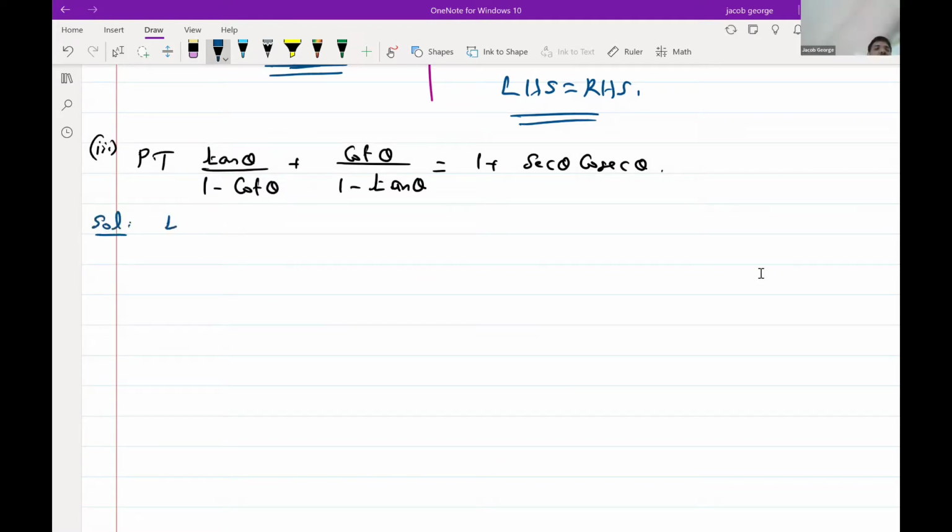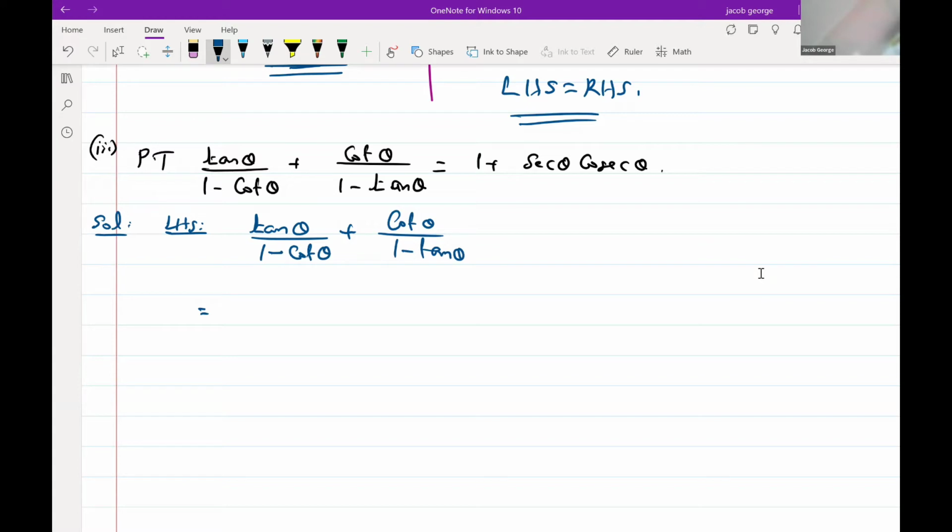So here we take the left hand side. We'll copy the left hand side. Tan theta by 1 minus cot theta plus cot theta by 1 minus tan theta. And we are going to write this in terms of sine and cos.